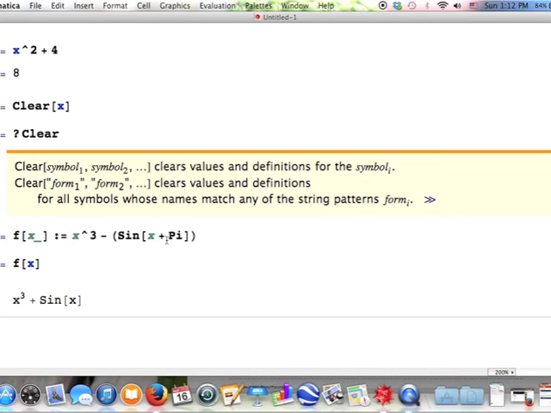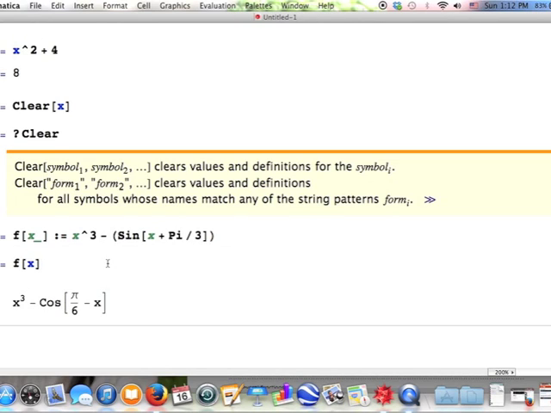Let me try using a different variable. The reason why it changed was the property of trigonometry. I don't want to go into the details right now, but let me change this to pi over 3. Notice it's very important. Mathematica does obey the order of operations, so I don't need parentheses around the pi over 3 because it will do the division first before the addition. So do that again.